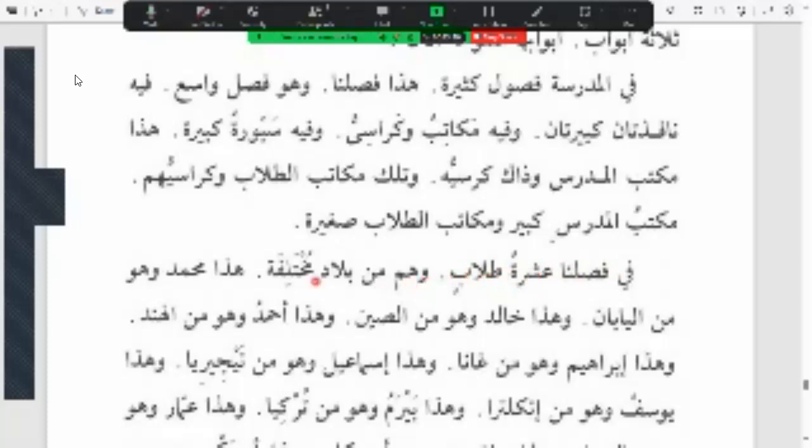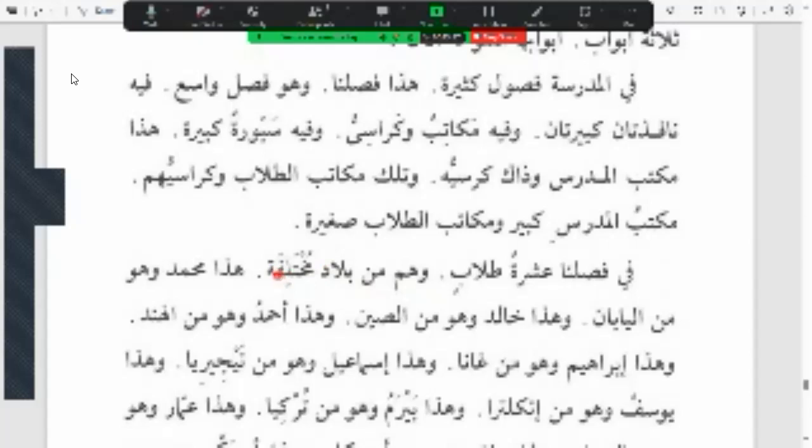And they are from different countries. Biladin, this is jamu or plural for baladun. We say biladun.